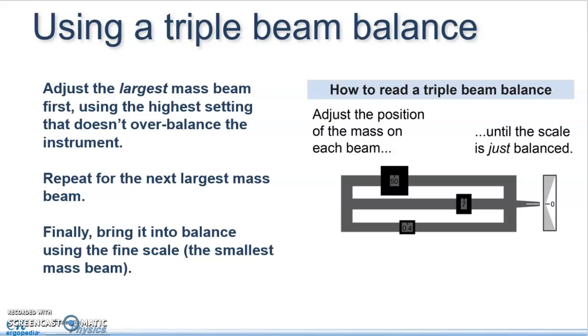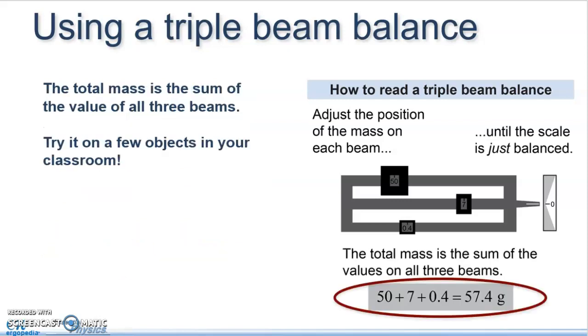You'll start with the largest mass, move it over until it overbalances, then move it back 1. Repeat that process with the smaller masses until you have it perfectly balanced. Now, to get the final mass of whatever object, if you have these readings, you add them up and you arrive at the total mass of whatever object you're measuring. Digital balances are much easier.